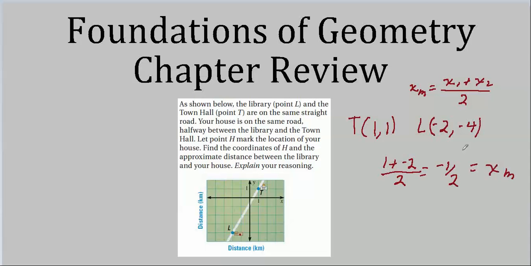On the other hand, 1 plus -4 over 2. Well, that's -3 over 2, I would say. And that's y sub m. So the coordinates of your house, halfway in between, are x sub m equals -1/2, that's right there, and -3/2, or -1.5, which is right there.